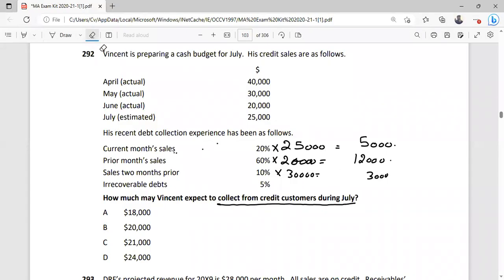There will be no calculation of irrecoverable debt. You can add these values. Total sum is 20,000, and B is the right answer. This is the cash collection for the month of July.